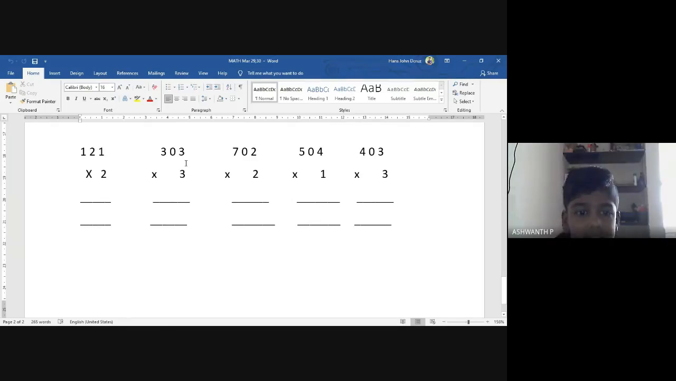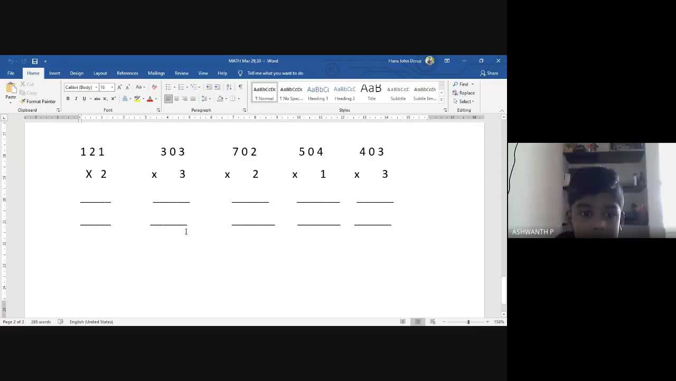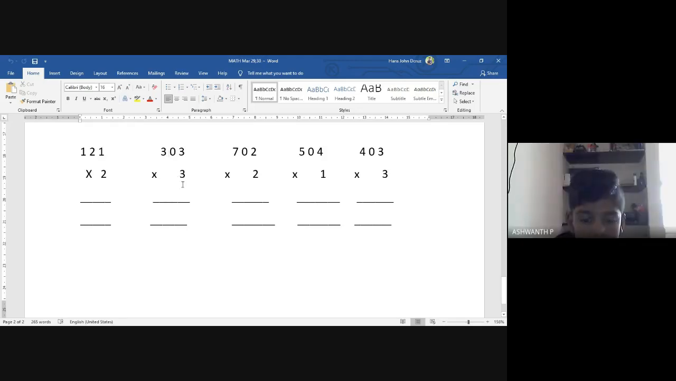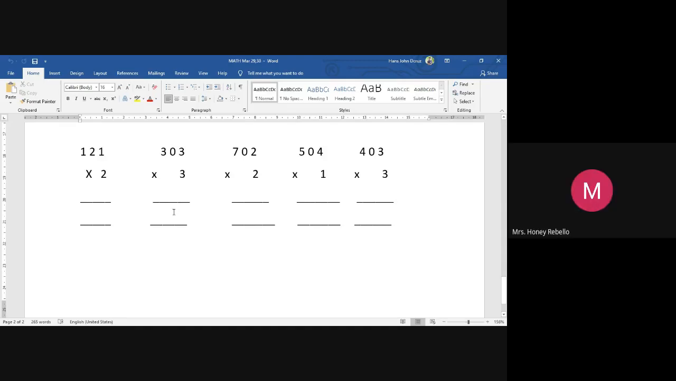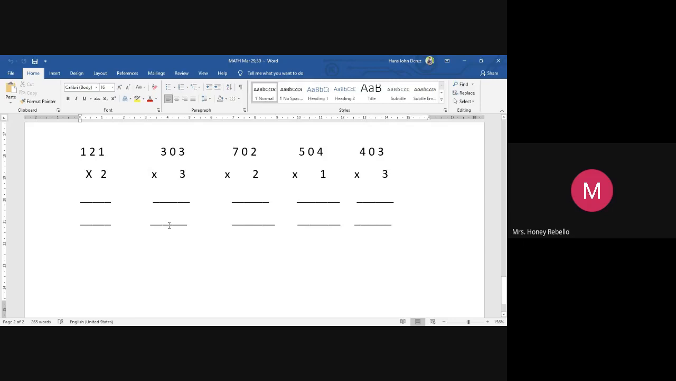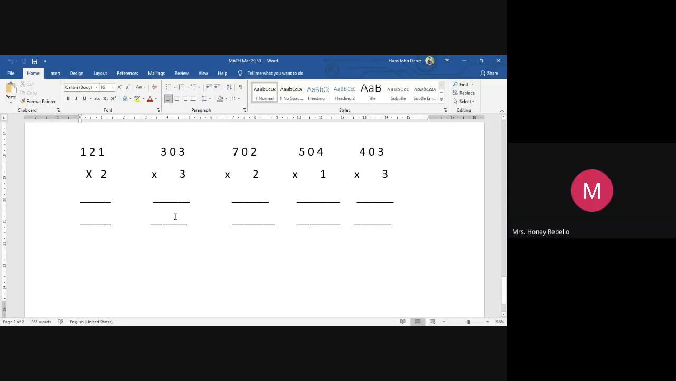1 3 is 3. No. From here, 3 3s are 9. Very good. Then you take 0. 0 3s are 0. Very good. Last one, hundredths place. 3 3s are 9. Now, can you tell me the answer? What answer did you get? 909. Very good, Ashwant. Children, all are getting marked for this.